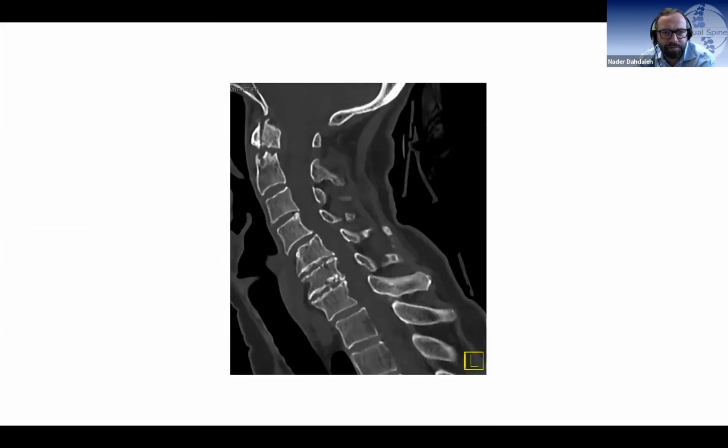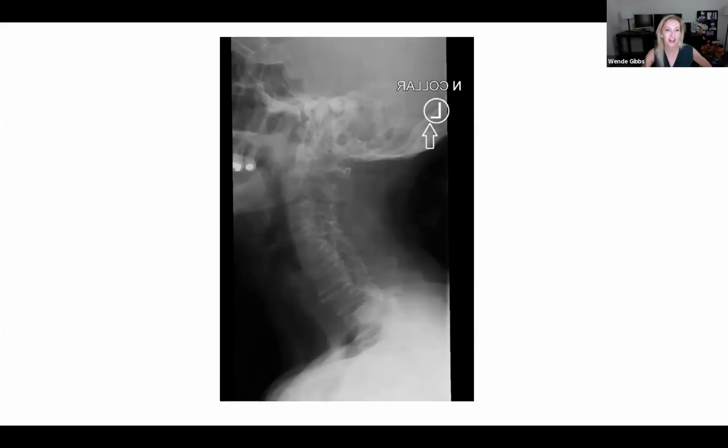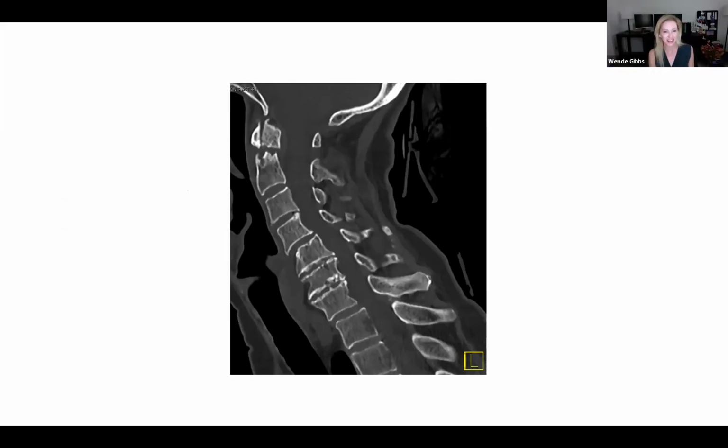Actually, sorry. So yeah, this is Nader, go back for a second. You said unwitnessed fall. This doesn't look like an acute fracture right here, actually. Yeah, on the unwitnessed CT, that's not acute. Yeah, so this is a 3 month. Yeah, that's when I saw her. So that's when I saw her 3 months later.